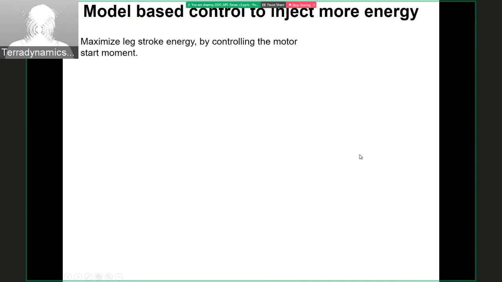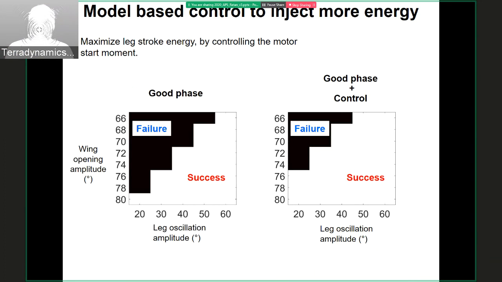We have studied phase by template, but the template can go beyond. It is predictive, so we can use the template to do model-based control and design. Here is a preliminary result. We maximize the work done in the leg stroke by controlling motor torque. And we can see with the control, the self-righting performance is further improved.